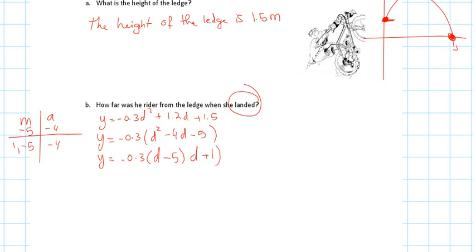So what are my zeros? 5 and negative 1. So how far from the ledge when she landed? 5 meters, that's right. Because it can't be negative 1, that means it's before the ledge, right?